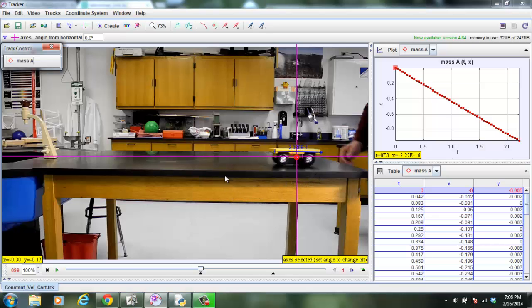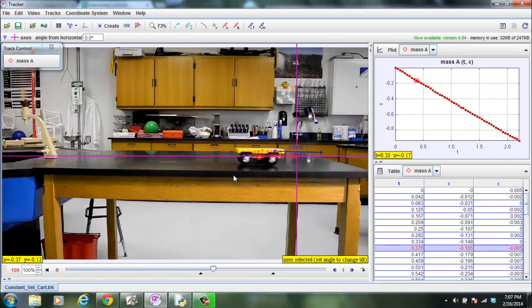Moving into our tracker data, I used a constant velocity cart in the high school physics lab, and we ran this cart from right to left. I decided to put the origin in the middle of the cart for no particular reason. And then as we run the cart, we can see how we chose the data points there and got a nice negative slope to our graph.